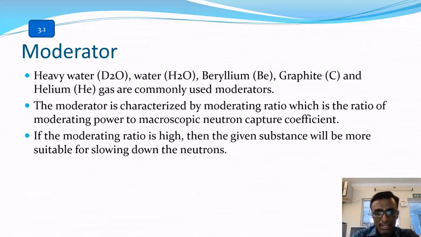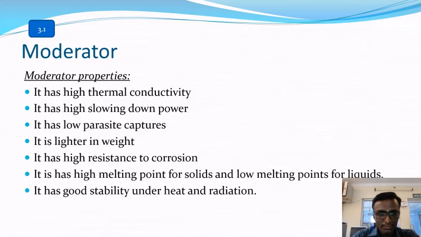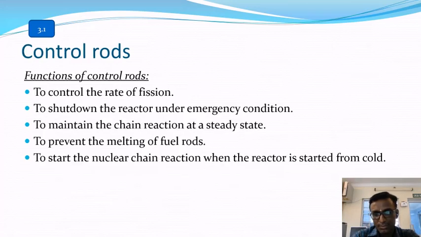So the basic moderators that can be used are either heavy water or normal water, beryllium, graphite, helium gas, right? The last one is the helium gas. So based upon the kind of reactor we are going to choose, we have to select the suitable moderator for the particular nuclear reactor. What are the moderator properties? It should have high thermal conductivity, high slowing down power, low parasitic captures, it should be lighter in weight, and it should be highly stable.